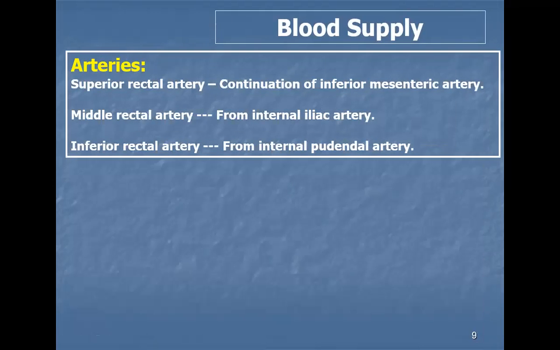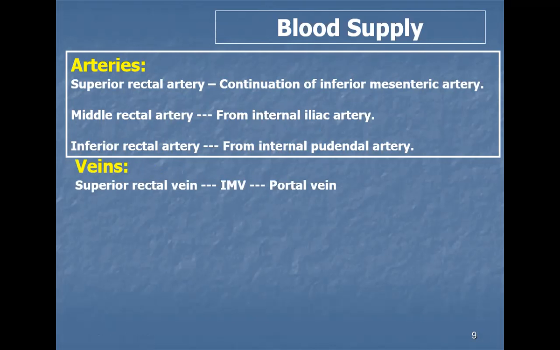Now coming to the blood supply. The blood supply is by three arteries: the superior rectal artery, the middle rectal artery, as well as the inferior rectal artery. The superior rectal artery is a continuation of the inferior mesenteric artery. It is a branch of the inferior mesenteric artery. The middle rectal artery is a branch of the internal iliac artery, and the inferior rectal artery is a branch of the internal pudendal artery.